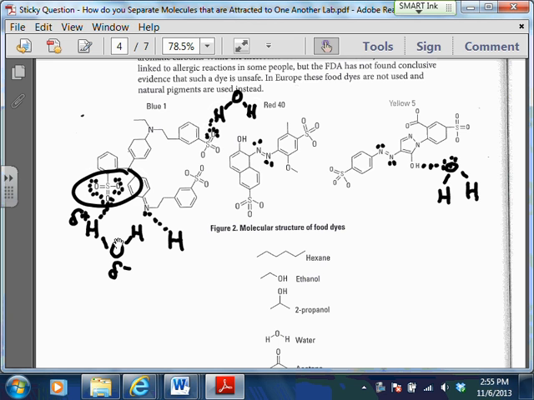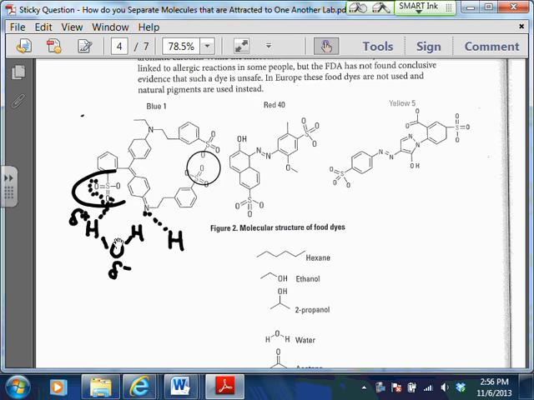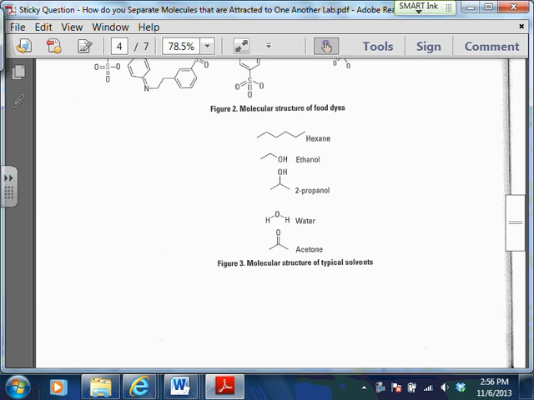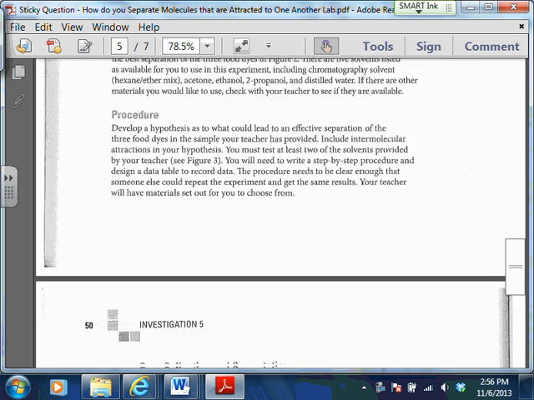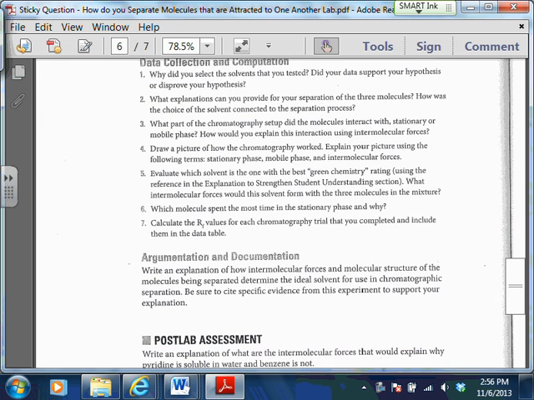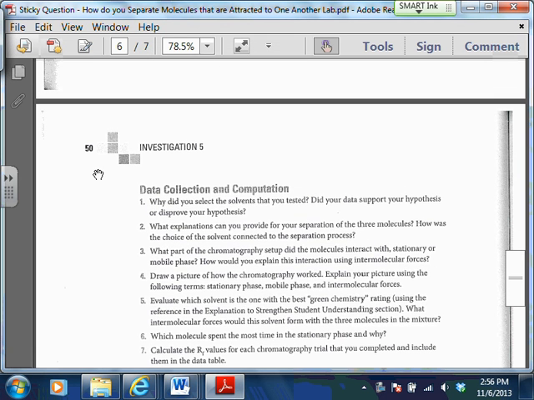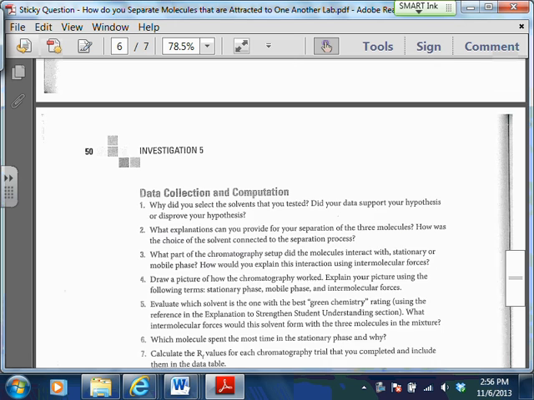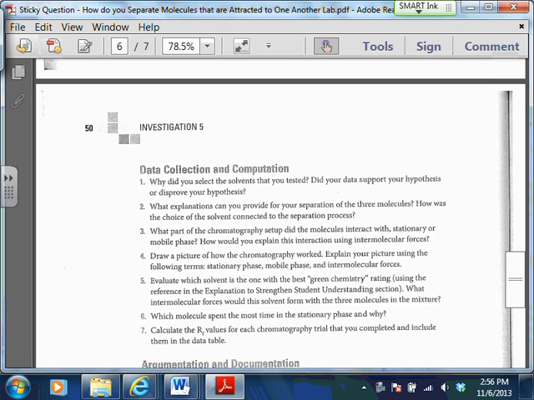So that's kind of what they're looking for in the pictures, but they also want an explanation to go with it, because they say that they want you to include intermolecular forces. What were the other two terms that you were supposed to include on that one? Stationary phase and mobile phase, okay? So the mobile phase there would be, and actually, that's the tough part. They want you to draw a picture of the stationary phase.